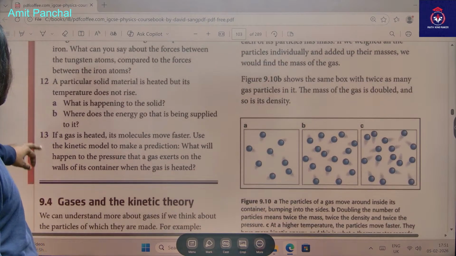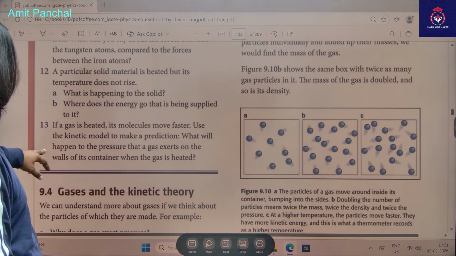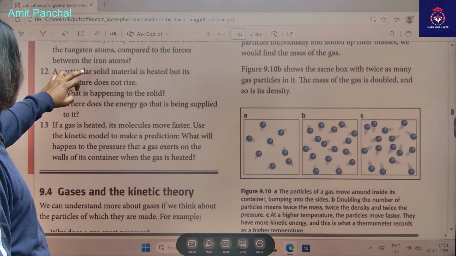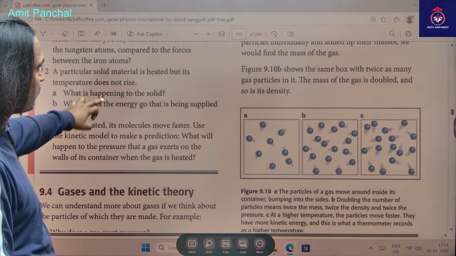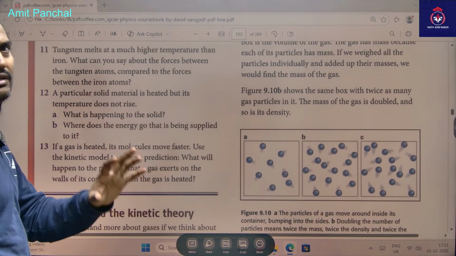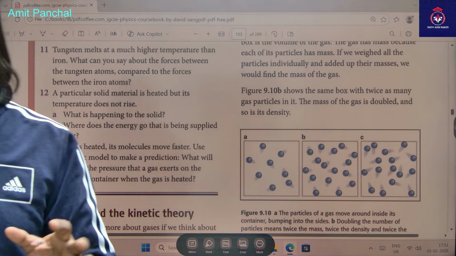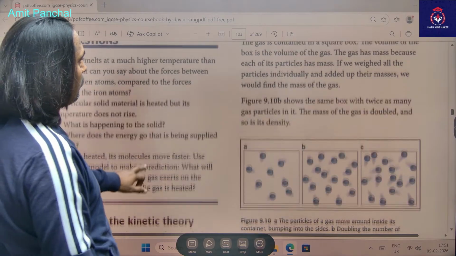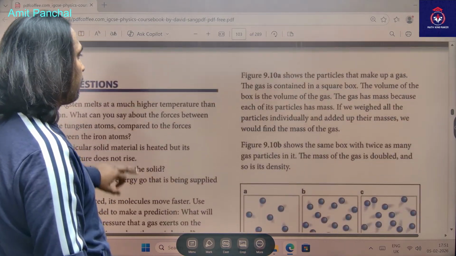If a gas is heated, its molecules move faster. Use the kinetic model to make a prediction: what will happen to the pressure that the gas exerts on the wall of its container when the gas is heated? So if you heat a gas, it applies more pressure on the walls of the container, because they want to escape.